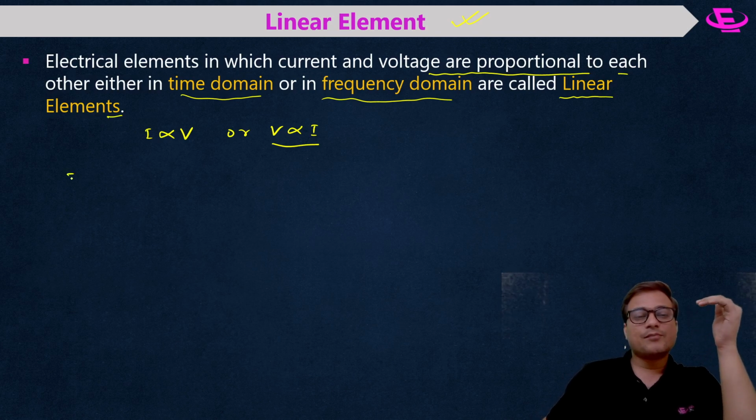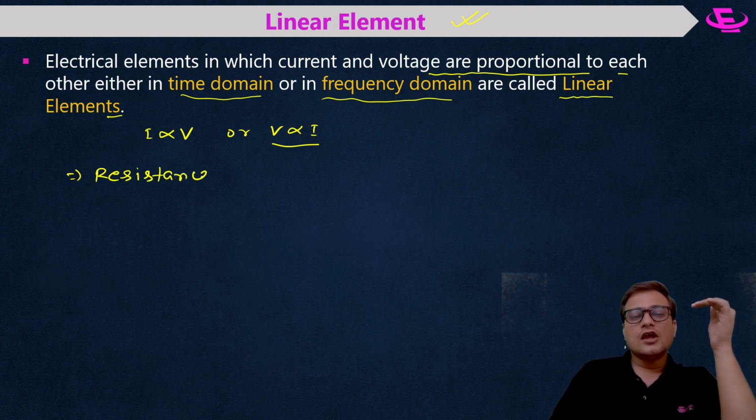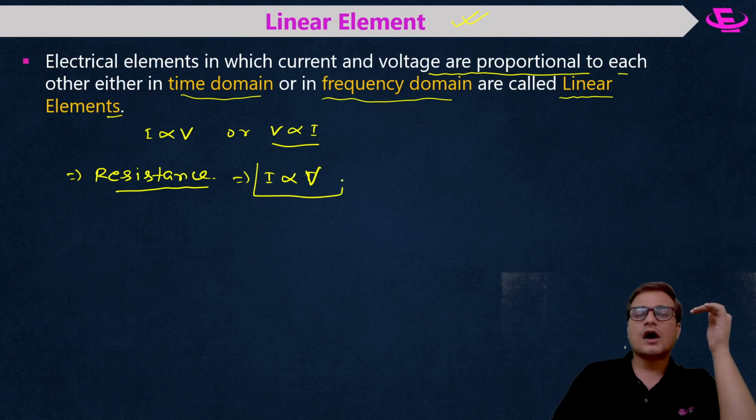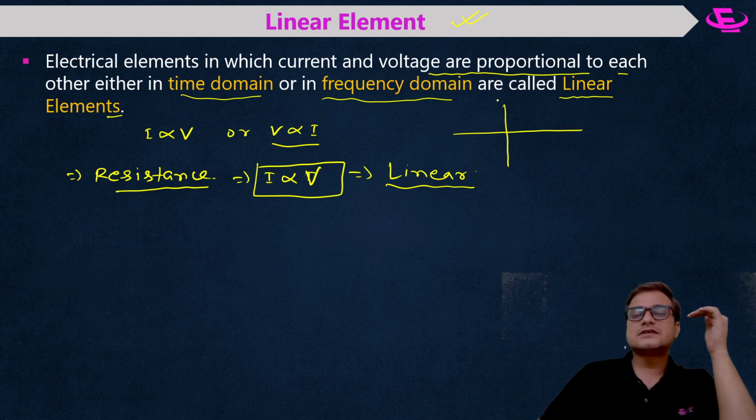Now let us take the example. We'll learn through examples. First one is resistance. If you talk about resistance, if temperature is constant, then I is proportional to V or V is proportional to I. It means you can say that resistance is a linear element. And if you draw the graph of current and voltage of resistance, vertical axis is current, horizontal axis is voltage, you will see that the current varies like this. It is varying linearly and the graph is passing through the origin. So resistance is a linear element.